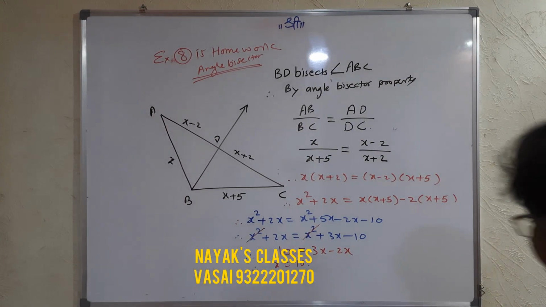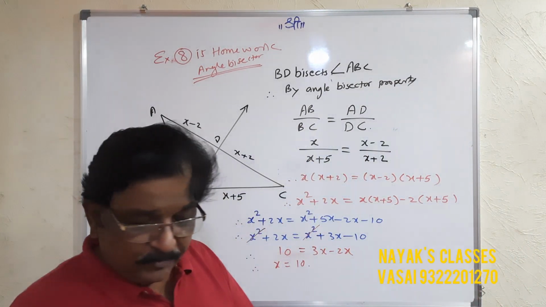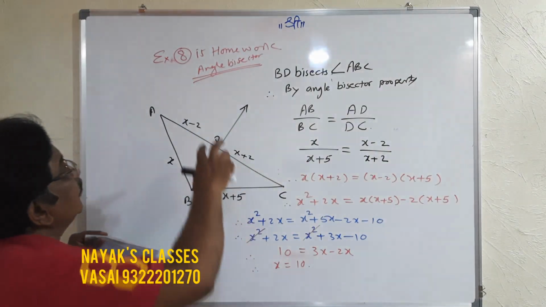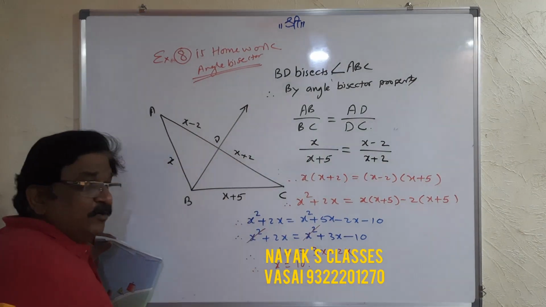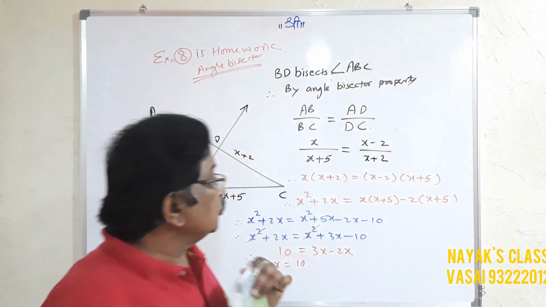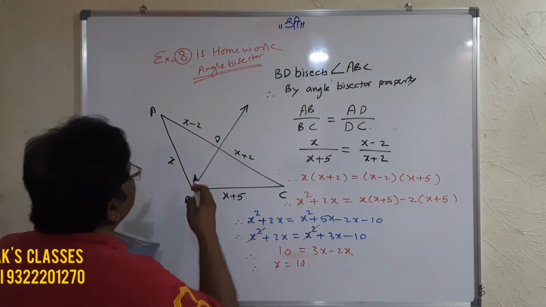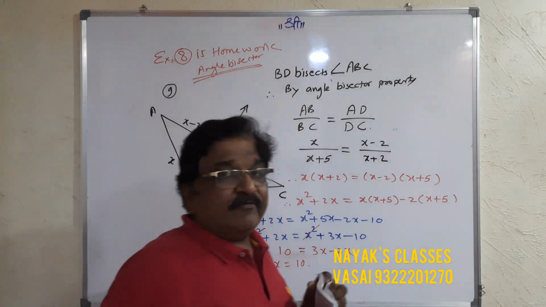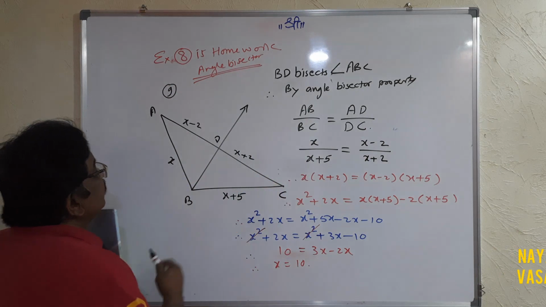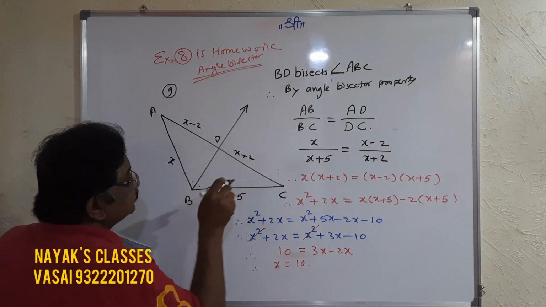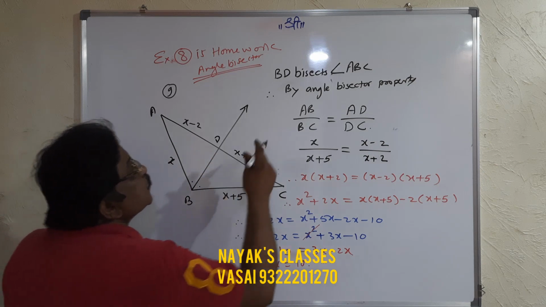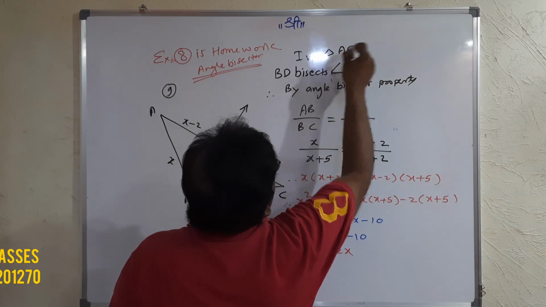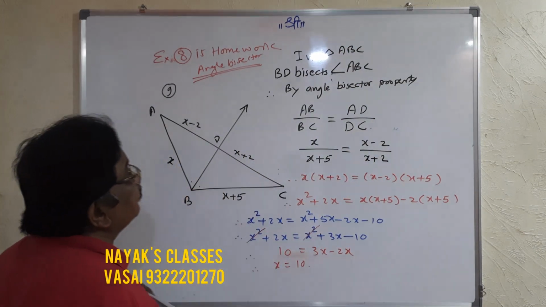Now we are starting the ninth example of exercise number 1.2. The eighth example is based on the angle bisector property, so I have given it to you to practice at home. So this is the ninth example of exercise number 1.2. What have they given? Same. Triangle ABC, and BD is the bisector. In triangle ABC, BD is the bisector of angle ABC.